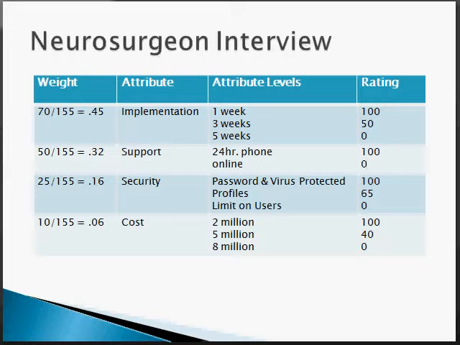From this discussion, we were able to determine that he valued implementation, support, security, and then cost. He then provided us with a numerical value that represents how important each quality is to him. From there, we were able to standardize the value, which gives us the weight. The neurosurgeon also provided us with his ratings for each attribute level.